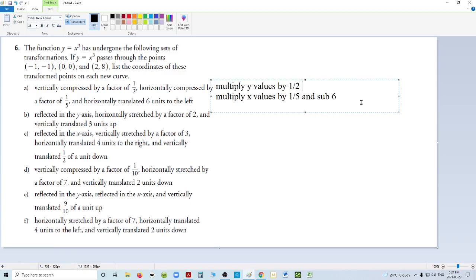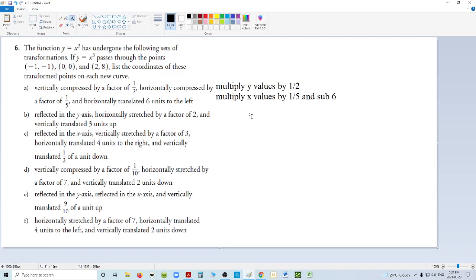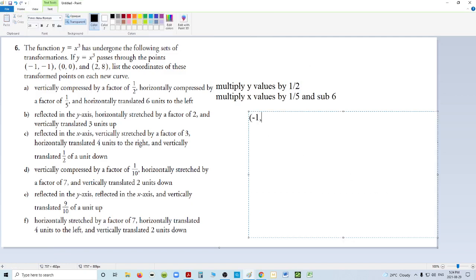So we're going to take the following values that they give us. Minus 1 comma minus 1, 0 comma 0, and 2 comma 8. So if I take the first one and multiply by a half for the y values, I don't know what my x is going to be yet, but my y value is going to be negative a half. If I multiply my x values by a fifth, I'm going to get negative 1/5, and then when I subtract 6, I get negative 6 and 1/5. We'll see if that's right.